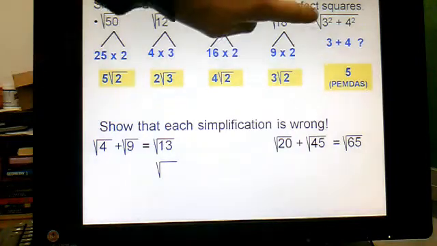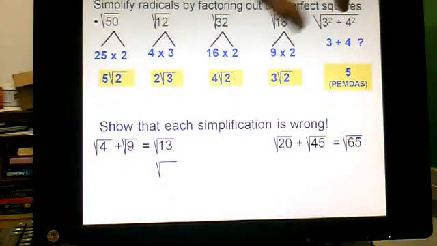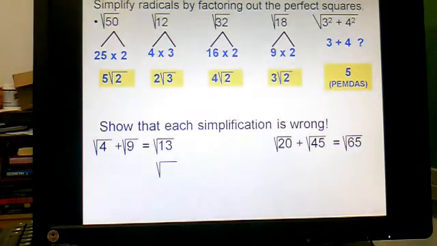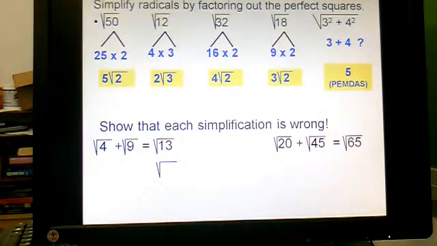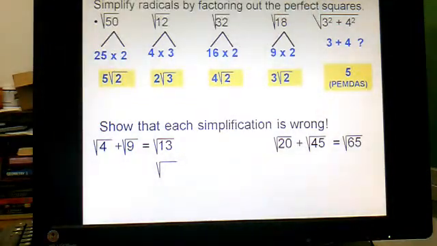So just be careful with this. When there's a plus sign in here, totally different than this being a multiplication sign. And you've got to actually follow the order of operations and treat this like a grouping symbol. This is going to matter when we start doing Pythagorean theorem tomorrow.